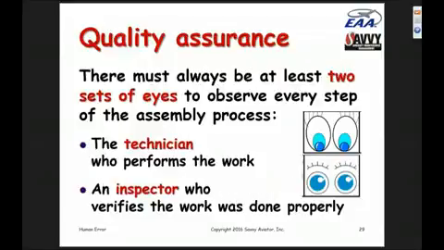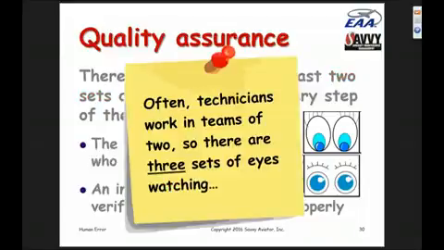And that work rule is that there must always be at least 2 sets of eyes to observe every step of the assembly process. The eyes of the technician who is performing the work, and the eyes of somebody else who is the inspector who verifies that the work was done properly. And frequently at these factories, there are more than 2 sets of eyes.